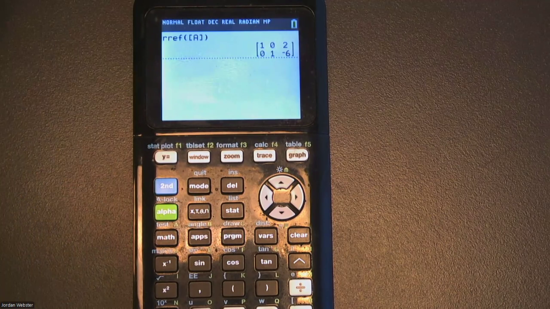And there you go. Now I've put that matrix into row reduced echelon form. And if my variables were x and y, I'd say x is 2, y is -6. That would be the solution to that system of linear equations if this were an augmented matrix.